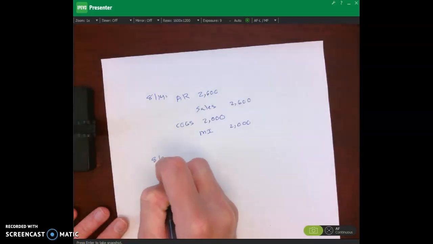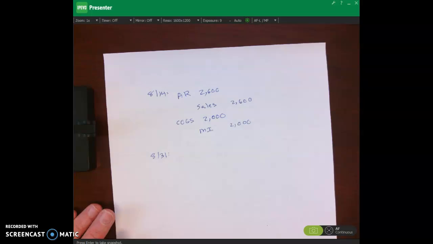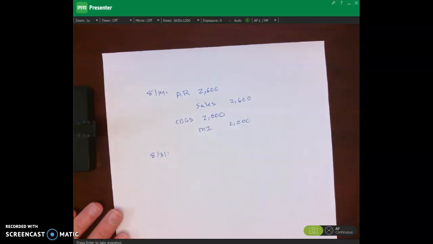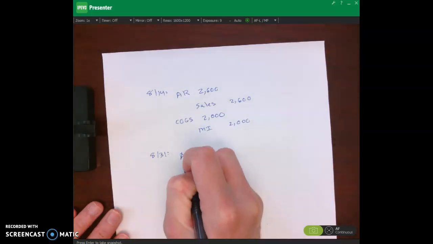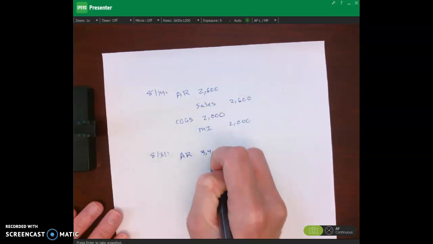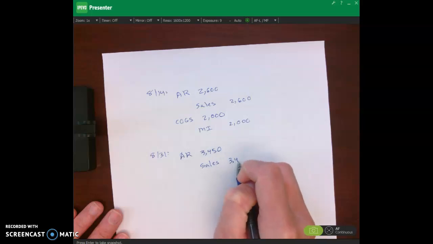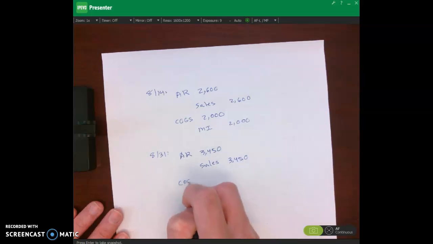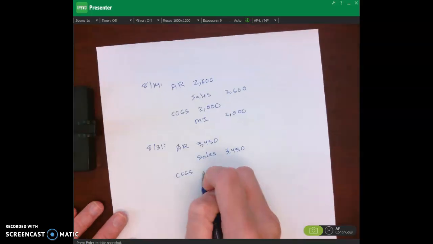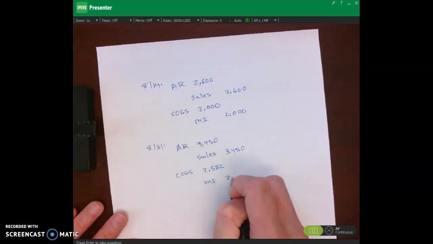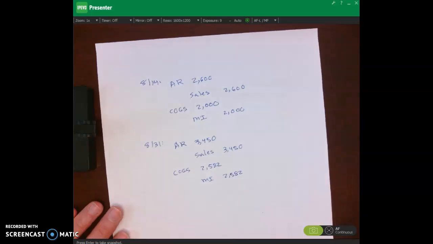On the 31st, we sold each bike. We sold a total number of 23 bikes, and we sold each bike for $150. So 23 times 150 gives me my debit to accounts receivable, 3,450. Credit to sales, 3,450. And then I debit cost of goods sold for exactly what I had on the prior page, 2,582. Credit merchandise inventory, 2,582. Okay. All right.